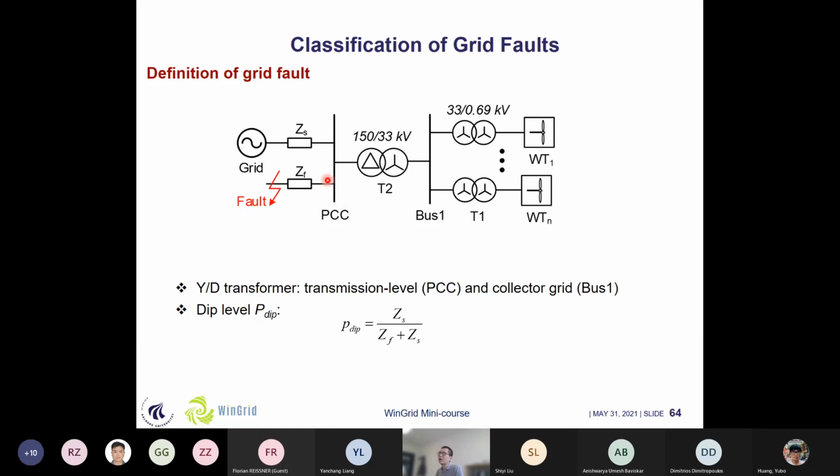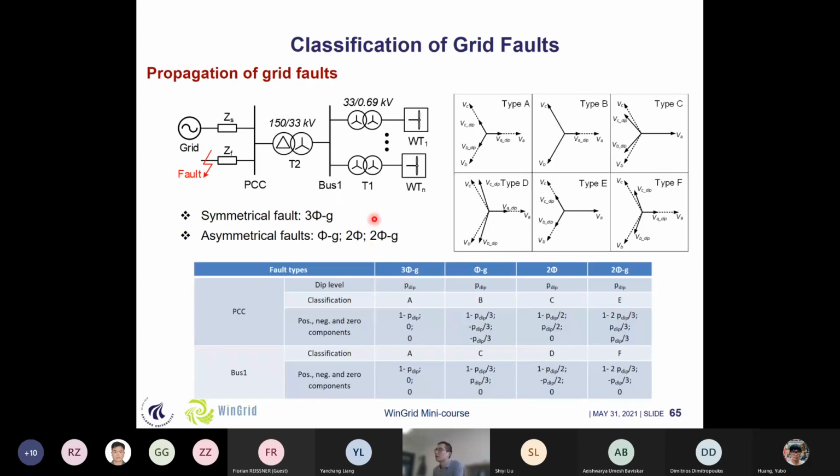In this way, by using the impedance from the grid to the fault source, we can define the dip level as the value of the impedance of the grid over the sum of the impedance of the grid and of the fault. Now we can use this dip level between 0 and 1 to define how severe the grid fault is.